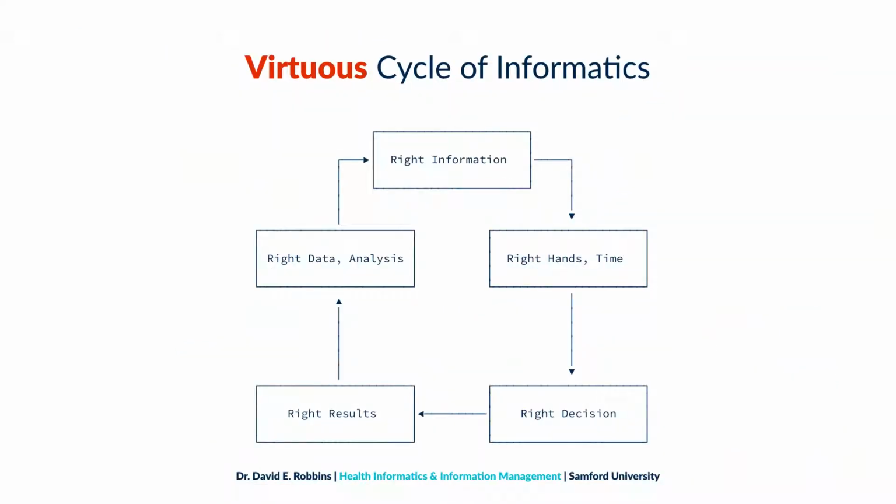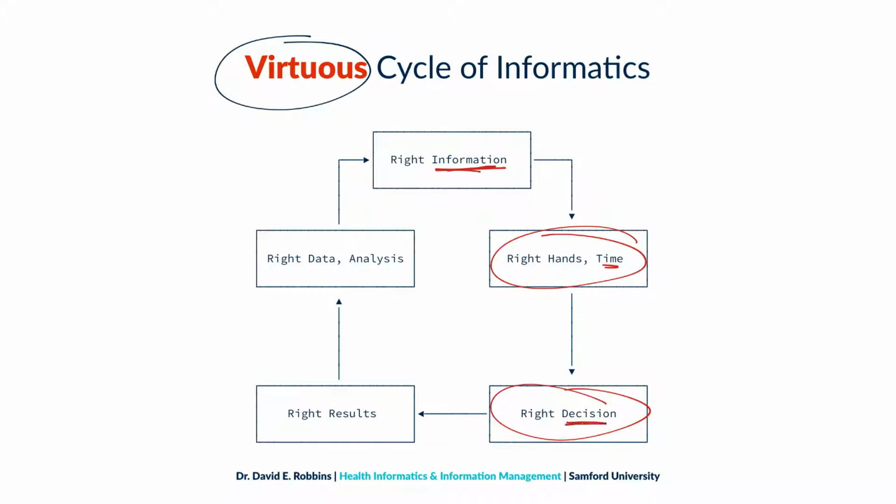One of my favorite diagrams that helps to describe what informatics is, we call the virtuous cycle of informatics. You can see right here at the top we have information. Health informatics is really about getting the right information into the right hands at the right time so that the right decision can be made. And this time component is very important. Obviously, we need to get the information into the hands of the decision maker, but we need to do it at a time when they can make the decision, when that decision is actionable. So we want the information in the right hands at the right time, and when this leads to the right decision, we get the right results.